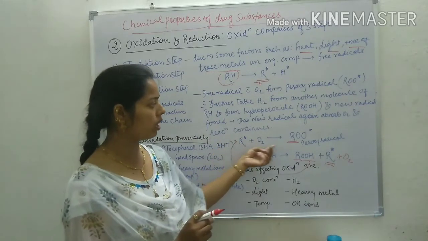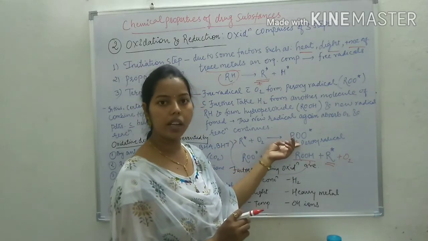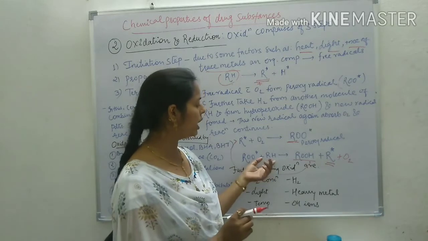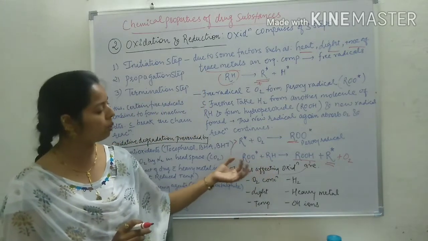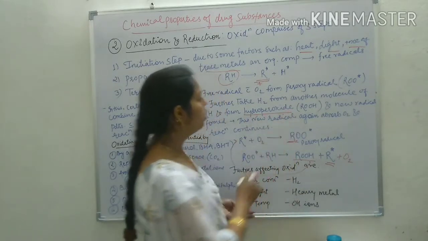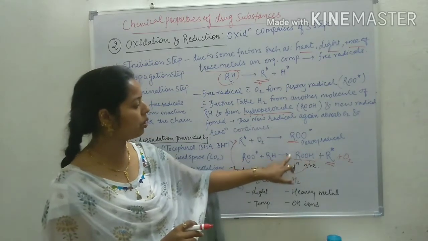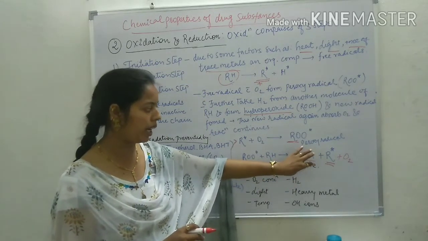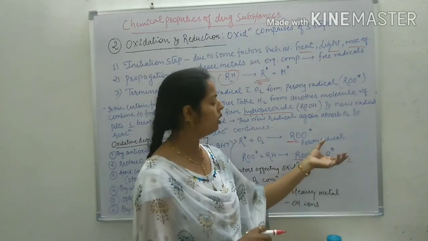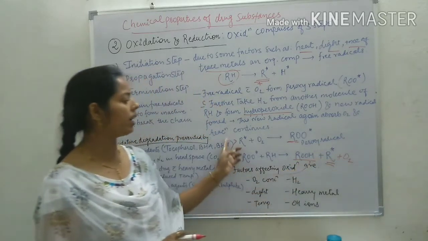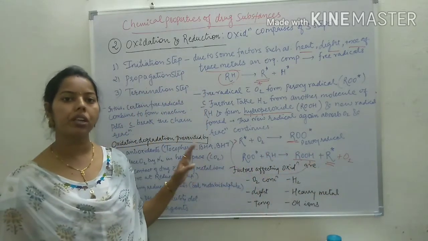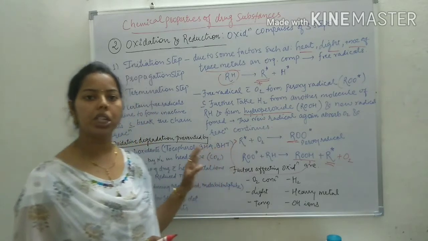The free radical reacts with oxygen and converts into a peroxy radical. This peroxy radical again absorbs hydrogen from the organic compound and converts into hydroperoxide. After the formation of hydroperoxide, a new free radical is formed. Again this free radical will react with oxygen and this process continues. This process is known as the propagation step, and the third one is the termination step.